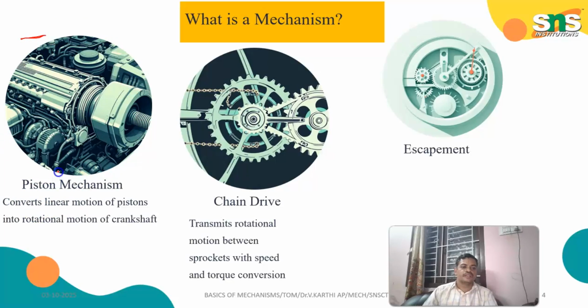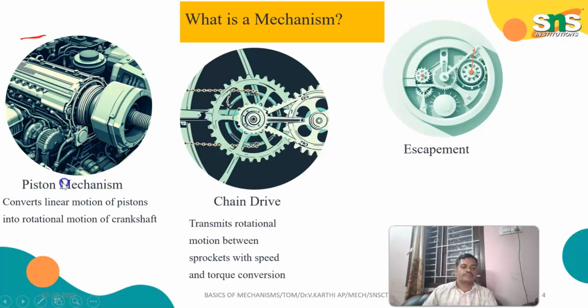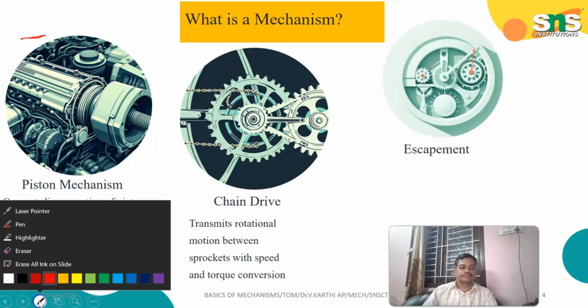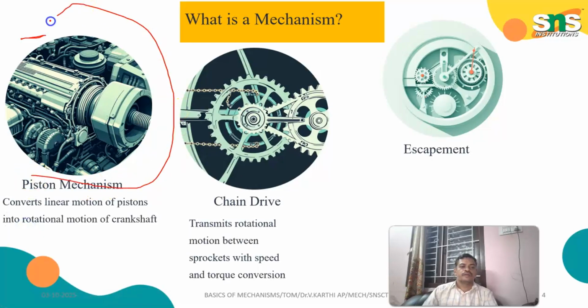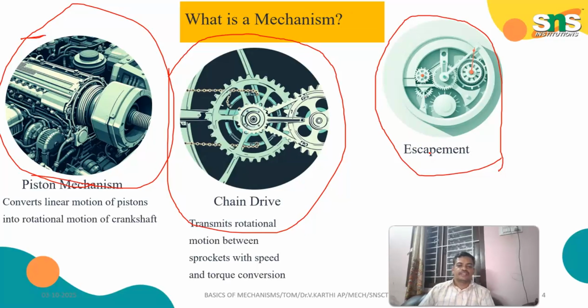This is a piston mechanism. The piston mechanism is the first one, the second one is a chain drive, and the third one is an escapement. The piston mechanism is a slider crank mechanism. The piston mechanism is essentially a slider crank mechanism used in engines and compressors.